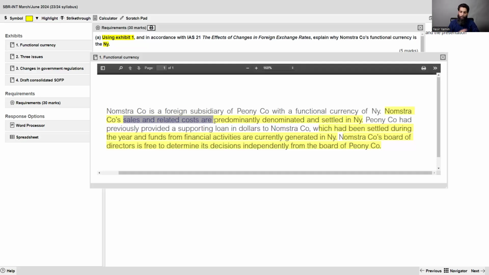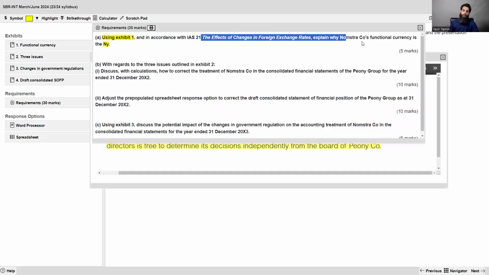Does everybody agree to this? I want two answers from you. Number one, do you agree with whatever we have discussed? Number two, would you be able to write a 5-mark answer where your examiner wants a justification to explain why Nomstra company's functional currency is NI? Can the whole class answer based on the knowledge that you have? Let me know.